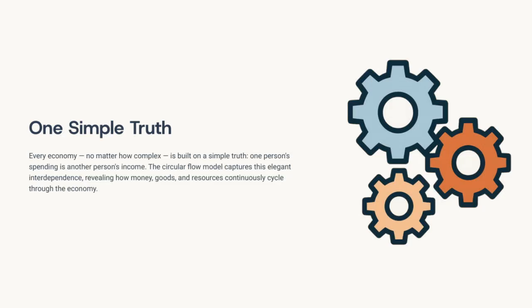Every economy, no matter how complex it may seem, is fundamentally built on a very simple truth. That truth is that one person's spending is actually another person's income. It might sound straightforward, but it's a powerful idea that underpins how everything works. Now, to help us understand this better, we use something called the circular flow model. This model captures this elegant interdependence between different parts of the economy.